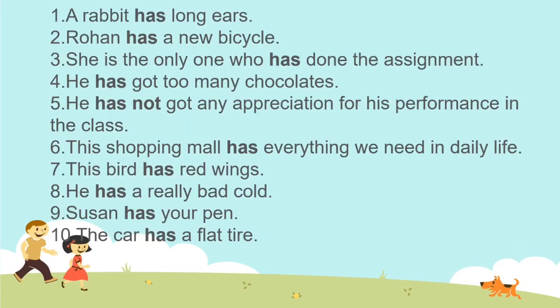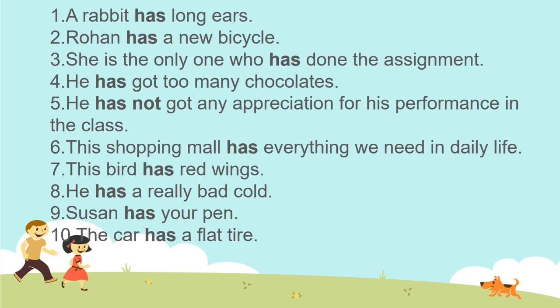And now let's see some sentences which use the word "has". A rabbit has long ears. So with this sentence we can see that it is showing the possession of something, like the rabbit is having long ears. Next is Rohan has a new bicycle. Again here, Rohan is having the new bicycle, so it's showing the possession of the cycle with Rohan.